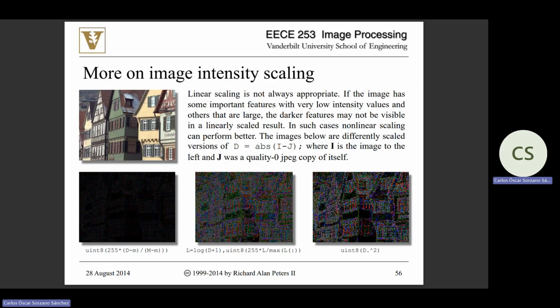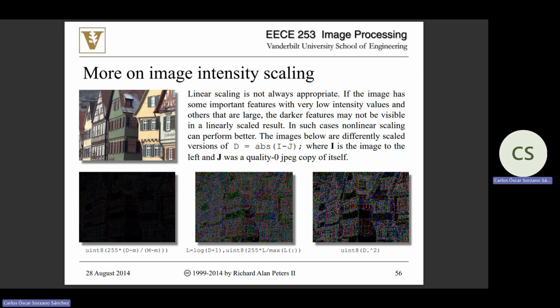So we compute what is the difference between the two. We compute the absolute value, so we don't care if the difference is positive or negative, and we do simply a linear scaling, and this is what we see. So we barely see anything, and the reason is that there must be some very bright spot, and then all the rest remains very low. We haven't seen histograms, but yeah.